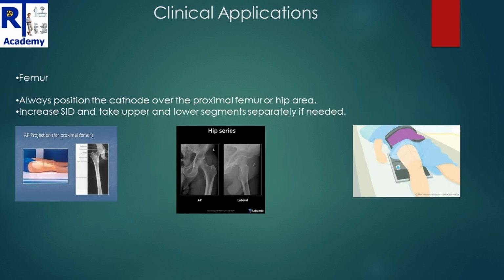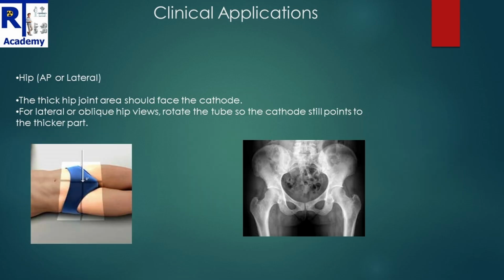11. Femur. Always position the cathode over the proximal femur or hip area. Increase SID and take upper and lower segments separately if needed. 12. Hip. AP or lateral. The thick hip joint area should face the cathode. For lateral or oblique hip views, rotate the tube so the cathode still points to the thicker part.